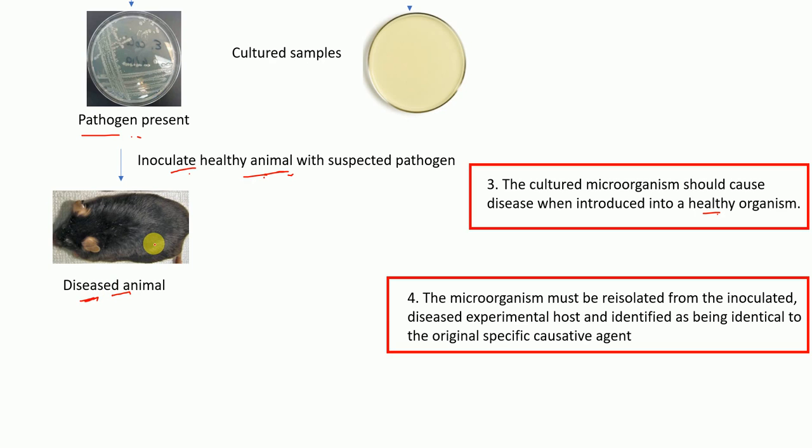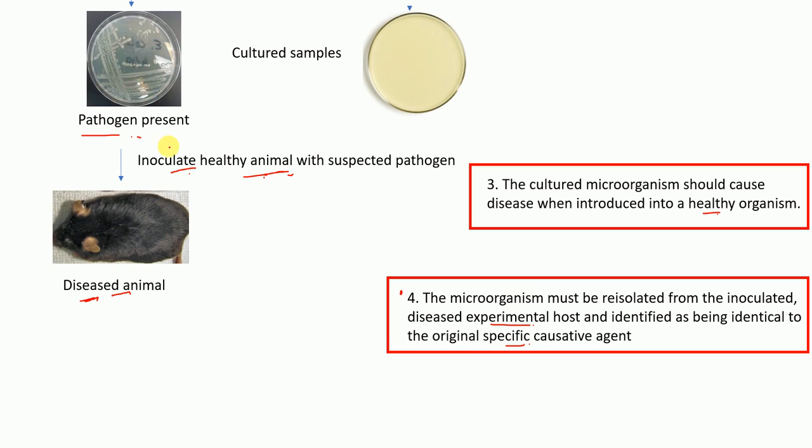And finally, the fourth point of Koch's postulate is that the microorganism must be re-isolated from the inoculated diseased experimental host and identified as being identical to the original specific causative agent. Okay, so what does it say?